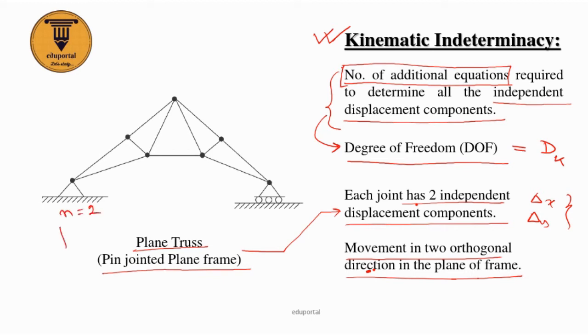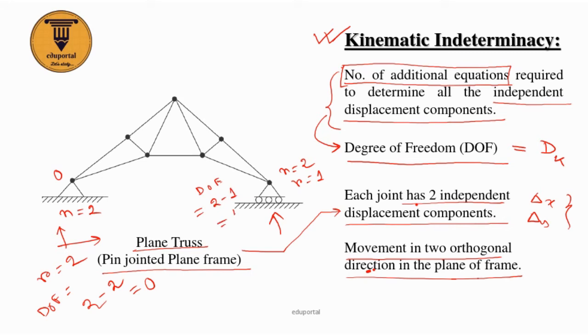How many reactions are there? So here two reactions, r is equal to 2. So degrees of freedom is equal to 2 minus 2, that is equal to 0. So it has 0 degrees of freedom. Okay, so here n is equal to 2, only one vertical reaction is there, so r is equal to 1. So degrees of freedom DOF is equal to 2 minus 1, that is equal to 1. Okay, so here it is 0, here it is 1. In other joints, all the joints will have two independent displacement components.